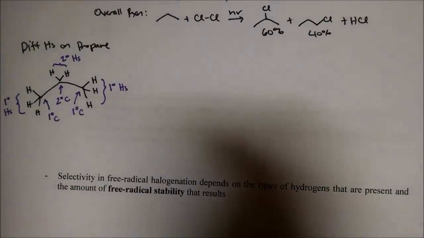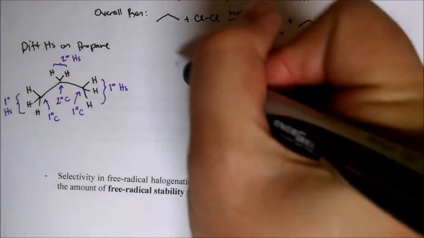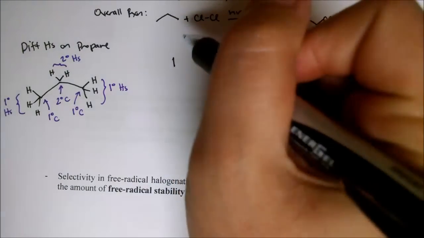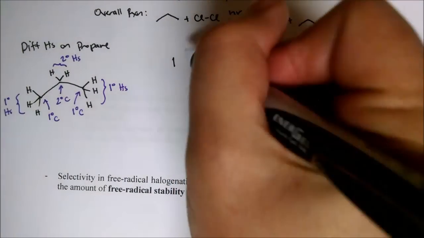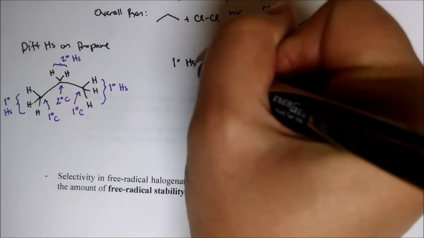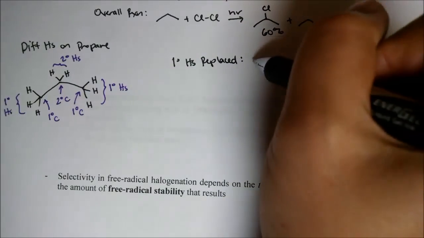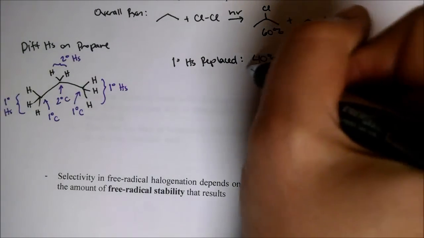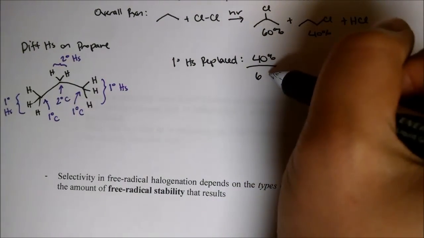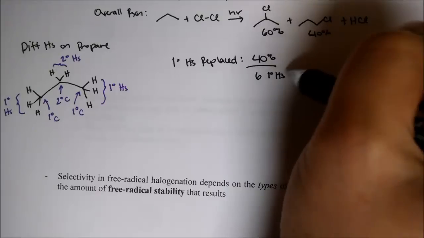And so that's interesting. If we think about their relative reactivity, we compare how many hydrogens made how much of each product. So the primary hydrogens that could have been replaced made 40% of the product, and that's it, divided by 6 possible hydrogens that could have been taken.